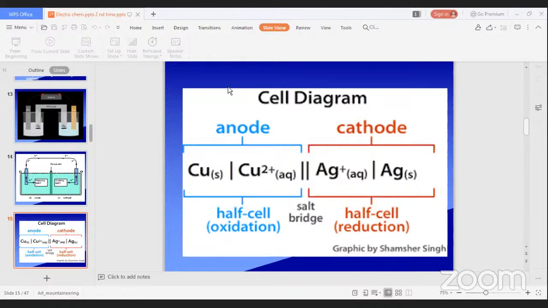See this cell diagram. At the anode, what process is happening? At the anode, oxidation happens. Copper to Cu2+ happens. Now, what is happening at the cathode? Ag+ gains 1 electron and gives Ag. So reduction happens. That's why this is called the reduction half cell. In this other one, the process is oxidation. That's why it is called the oxidation half cell.